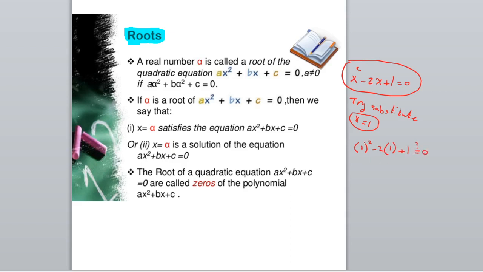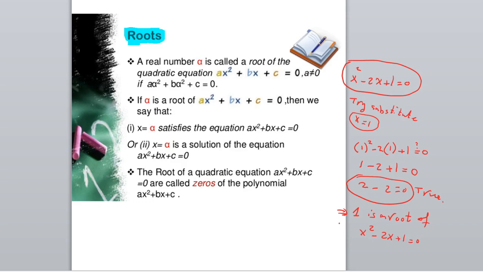1 squared is 1. Minus 2 times 1 is minus 2. Plus 1 equal 0? Yes, it is equal to 0. 1 plus 1 is 2, minus 2 equals 0. It's true. What does this mean? This means that 1 is a root of the equation x squared minus 2x plus 1 equal to 0. You get the idea?